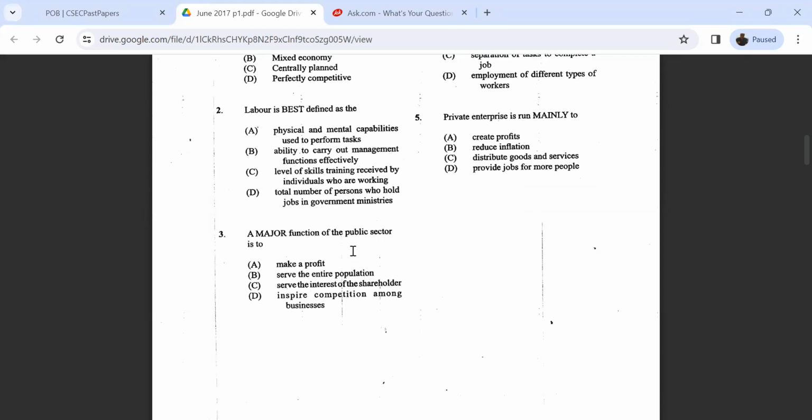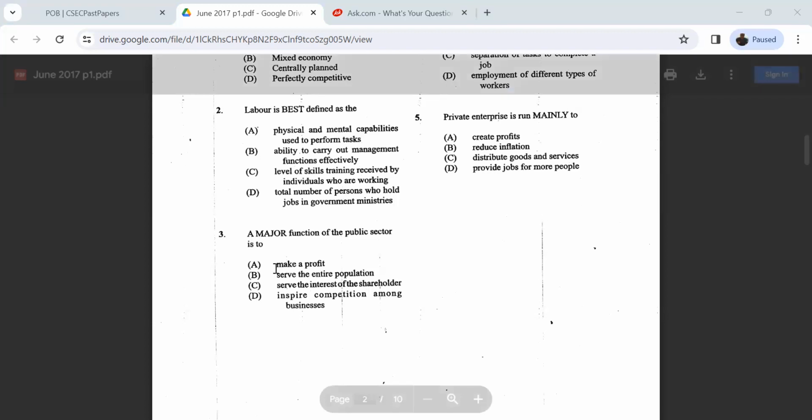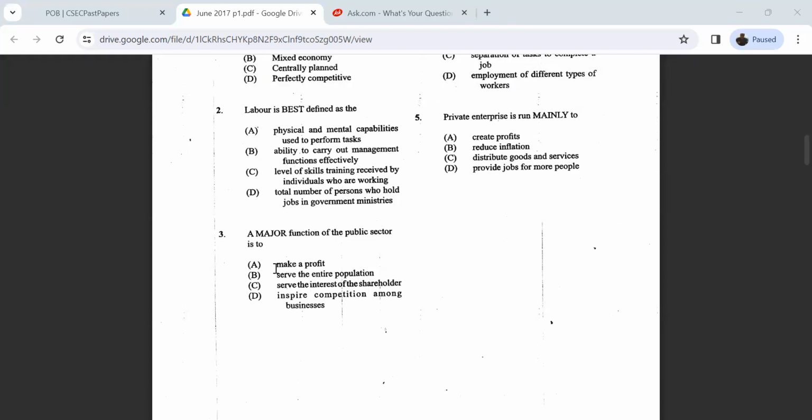Number 3, a major function of the public sector. Remember, the public sector is the part of the economy that is controlled by the government, right? So think about the objectives of the government. The major function of the public sector is to... Thieving money is not one of the answers. I'm joking. A, B, C, or D? Do you think the government wants to or should be trying to make a profit? Probably not, right? What about serve the entire population? Yes, sir. So that's probably a major function of the public sector. So the answer for number 3 would be B. It can't be C because the government doesn't have any shareholders and inspiring competition is not really a function of the government.